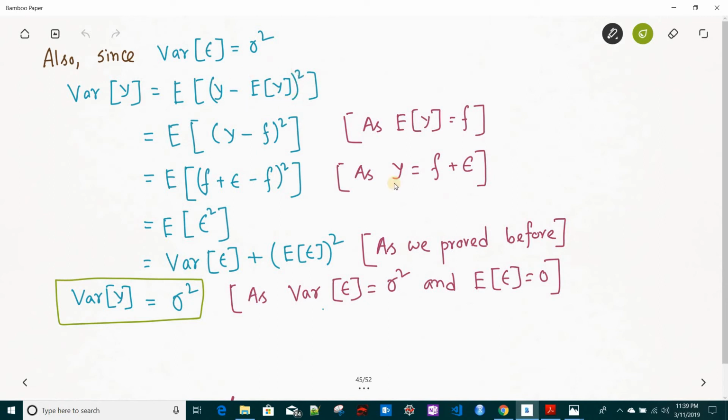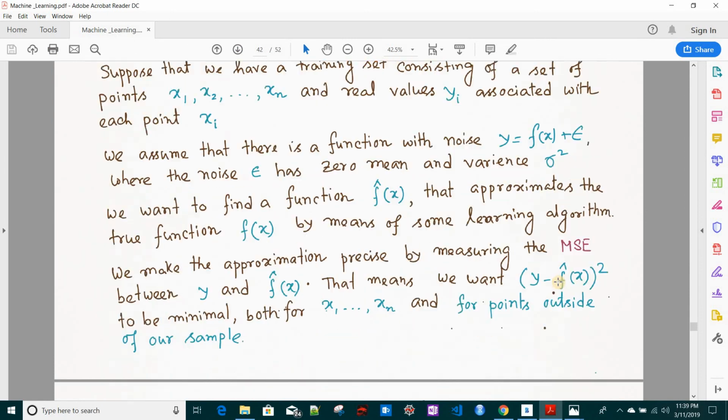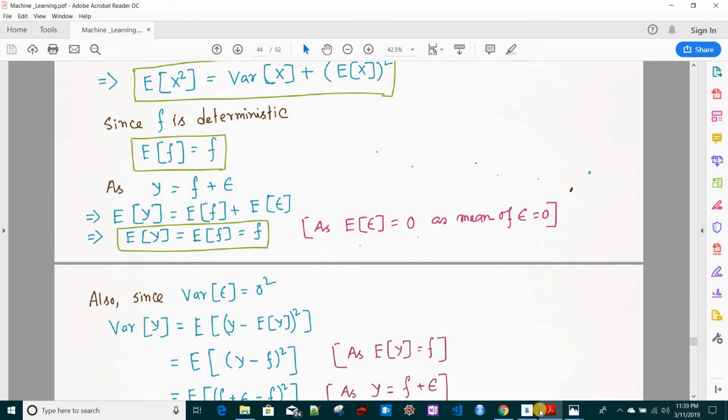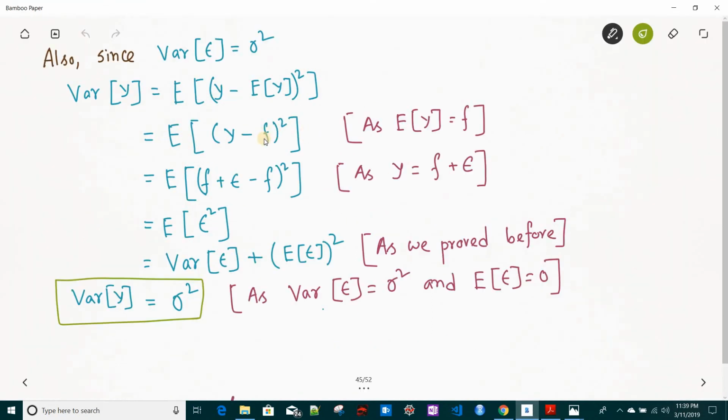Now the expected value of y we just determined, if I refer to the same page over here, as f. So that is what we have written over here: y minus f, whole square. Now y we have determined as f plus epsilon, so this becomes the expected value of epsilon square. Now the variance of y is equal to the expected value of epsilon square. This is also another thing which we will be using in our equation.